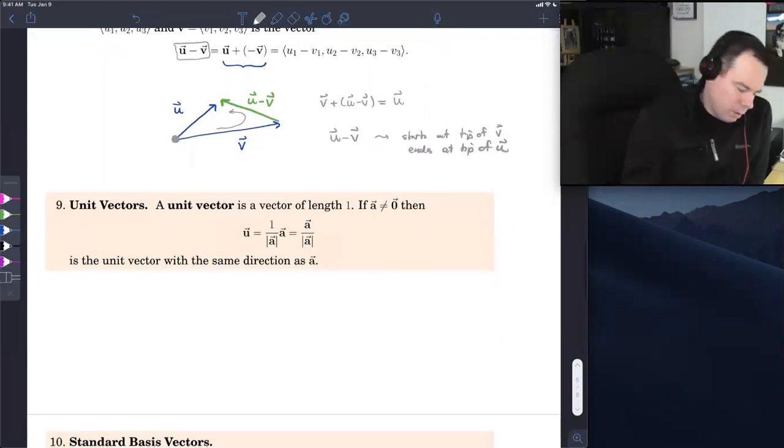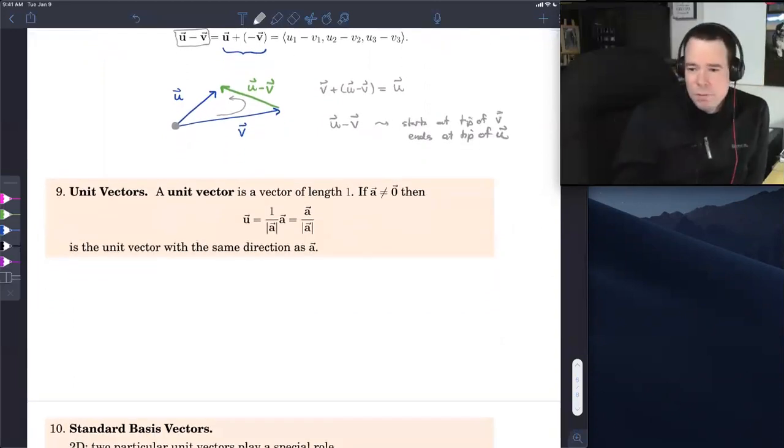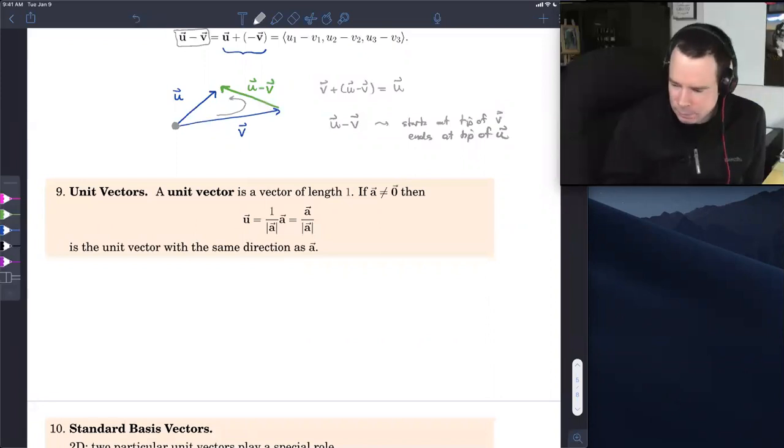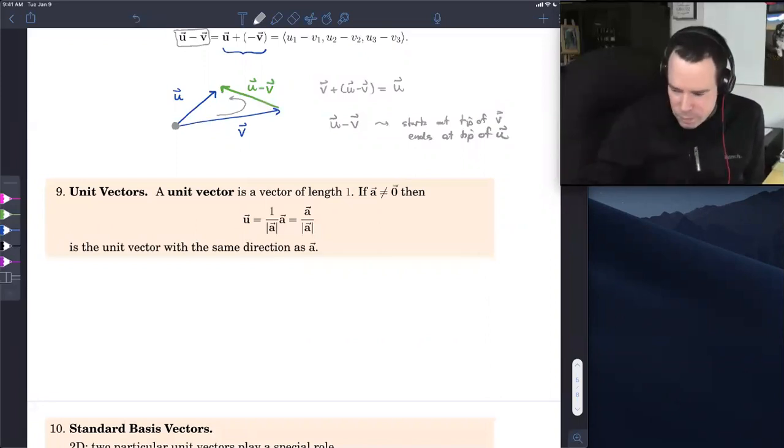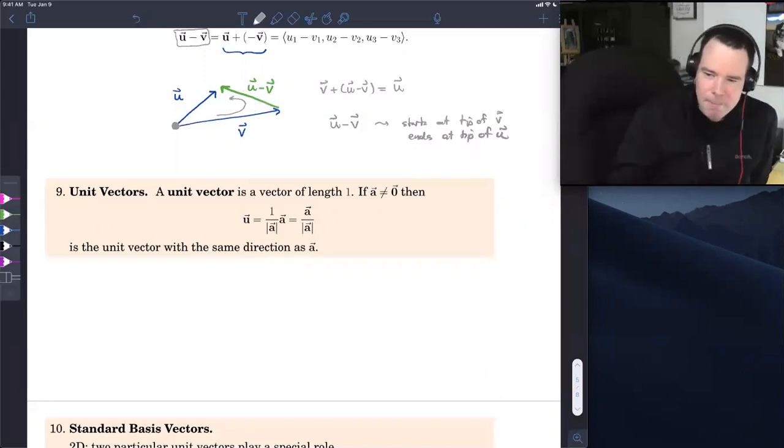Unit vectors. So a unit vector is just a vector that has length 1. So it's got the same direction as the original vector. If I start with a vector A and I want to create a unit vector from it, then I want a vector in the same direction, but with length 1. So I know that I can change the length by multiplying by a scalar. And so what scalar do I multiply by? Well, I just have to divide by the length, and that produces a unit vector.